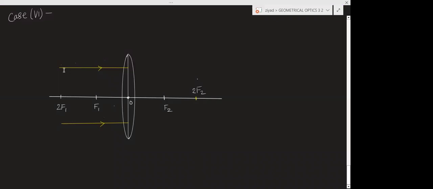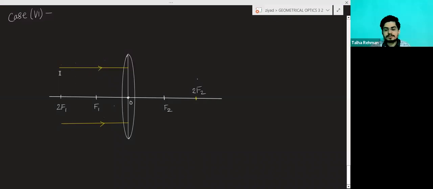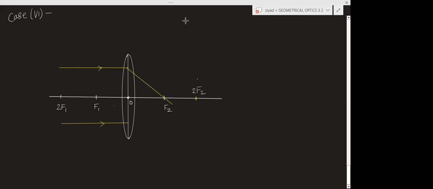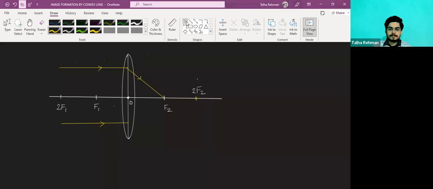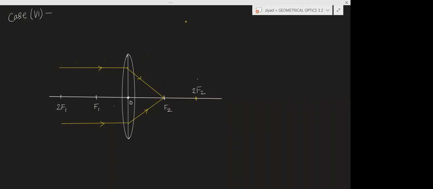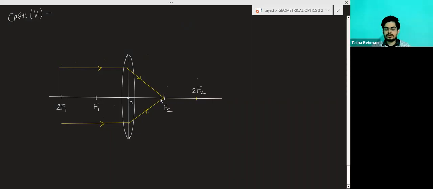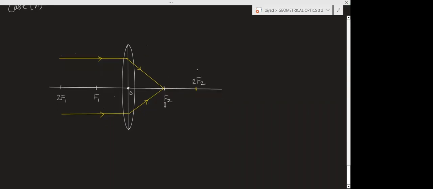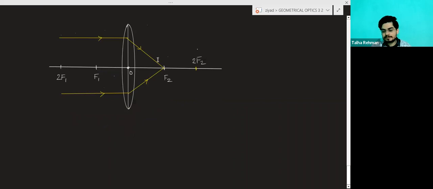Now I told you that if a ray of light is parallel to the principal axis, for this ray I am talking, this ray is parallel to the principal axis, after passing through the lens, it will pass through the focus. Like this. Another ray also passes through the focus, like this. So both the rays are meeting at the focus, so the image will form at the focus. The image will be real and inverted because the rays are actually meeting, and it is inverted also. And the size of the image will be very, very small.